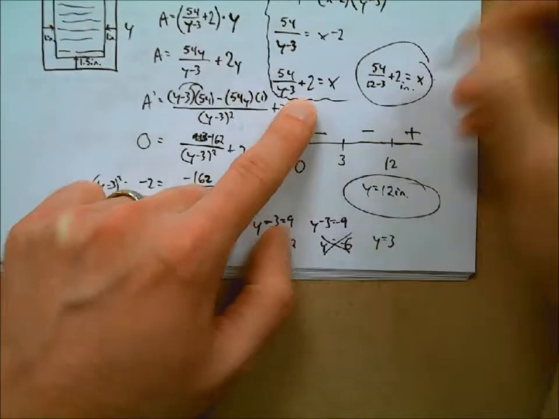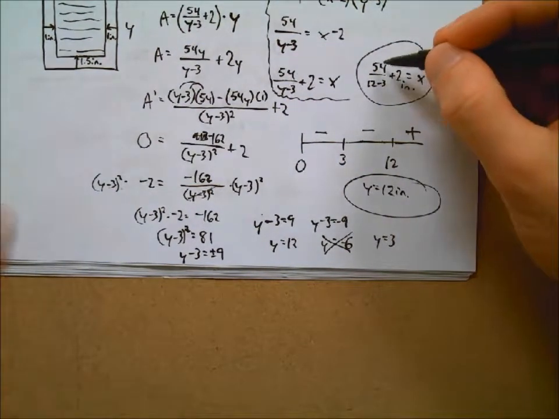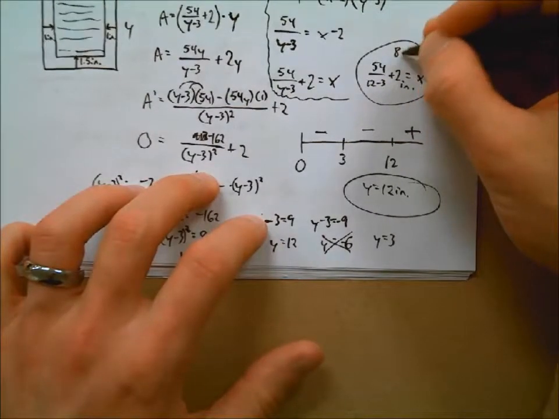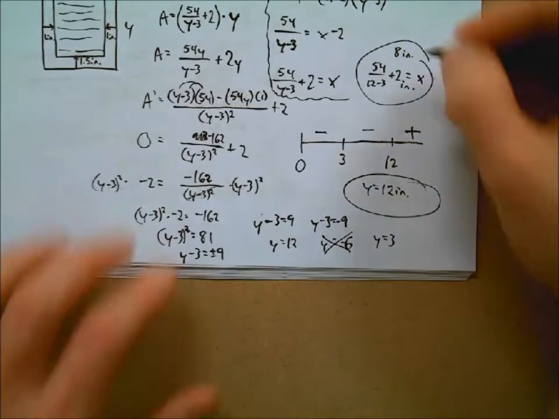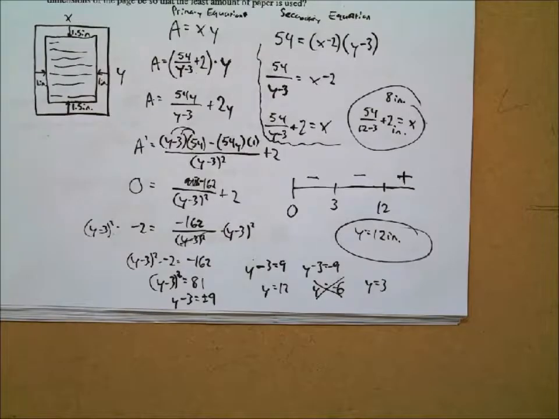Remember, you don't have to simplify the arithmetic there. Okay, but 54 divided by 9 is 6 plus 2 will be 8. So you could also just say 8 inches instead there if you wanted to. But there's our answer. Okay, questions on that one at all?